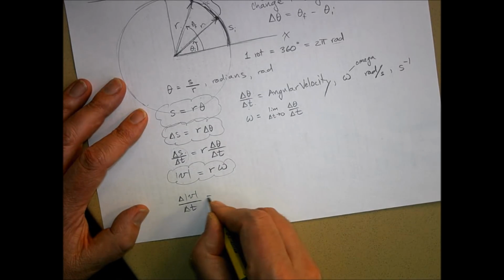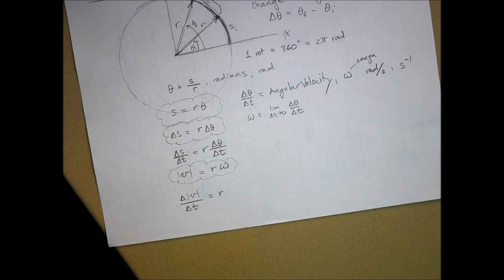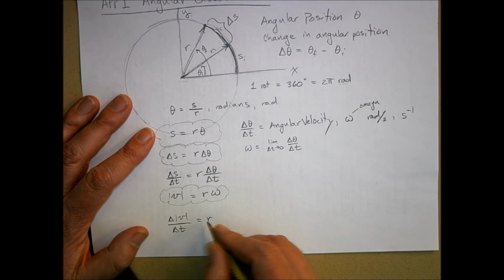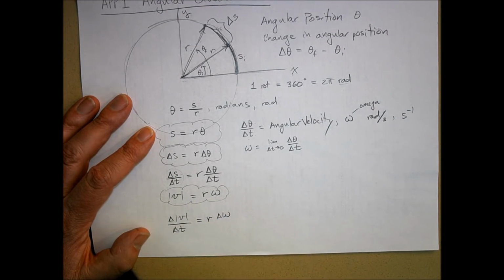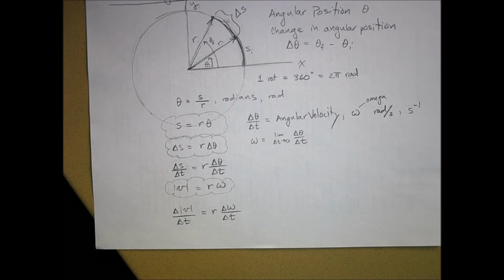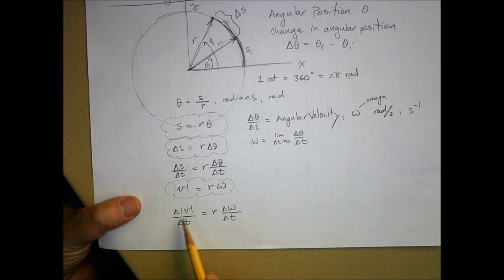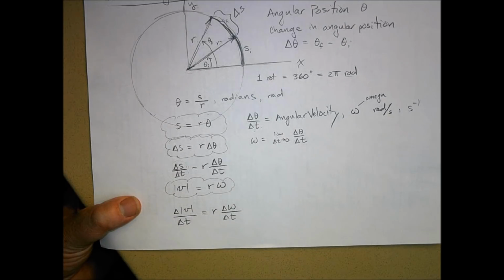And this is going to be equal to r. R doesn't ever have a delta with it because r is a constant. But this is going to be our change in angular velocity over a change in time. And we have a name for this. Now this is a little bit different, and I'm going to define it here in a second, but it's a little bit different than what we did before. We have a change in our speed over time. That is acceleration.